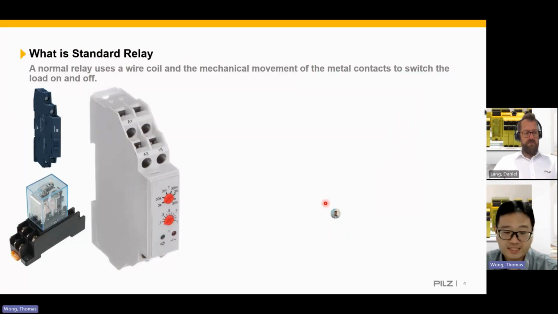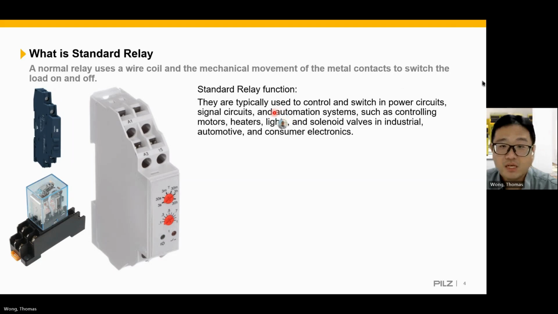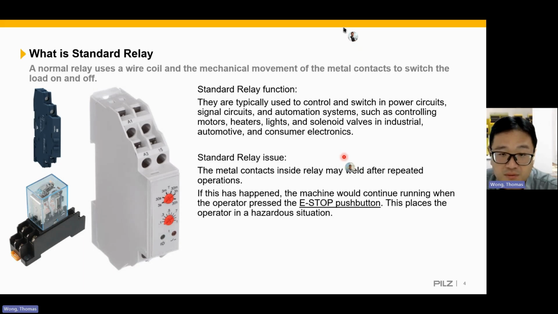So what is a standard relay? A standard relay is actually a normal relay that uses a wire coil and the mechanical movements of metal contacts to switch the load on and off. So what's the function of this? They are typically used to control and switch in power circuits, signal circuits, and also automation systems, such as controlling motors, heaters, lights, and solenoid valves in industrial, automotive, and consumer electronics. But you all know there are lots more industries than this, and they are even in consumer products, such as irons and air cons as well.